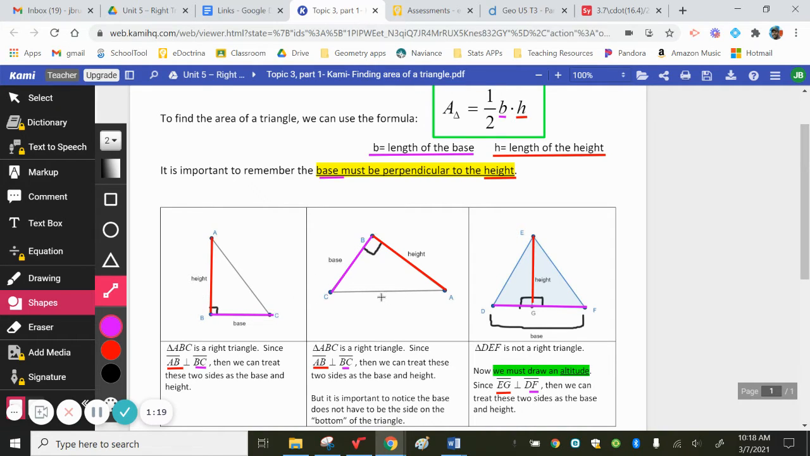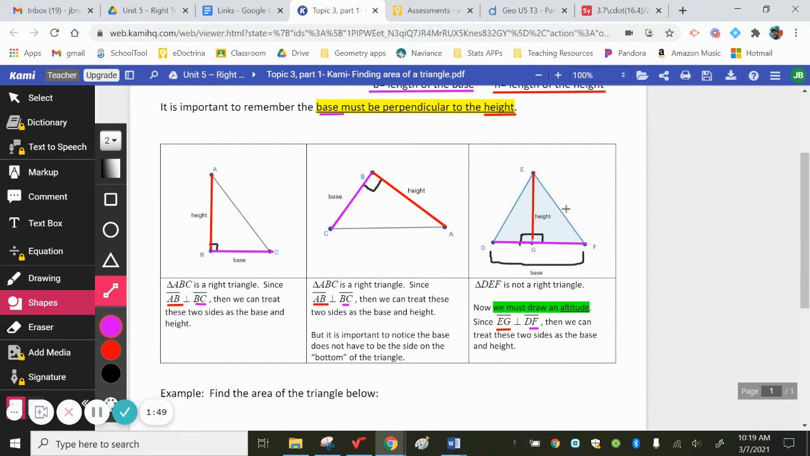But over here, you see I have the side AC, which is kind of like at the bottom. But since this side AC is not perpendicular to BC or AB, in this case I chose to use the base as this side BC and the height as that side AB, because those two are the ones that are perpendicular to each other. So it's important to notice that the base does not have to be the side that's at the bottom of the triangle. Now, the third case over here is when I don't have a right triangle.